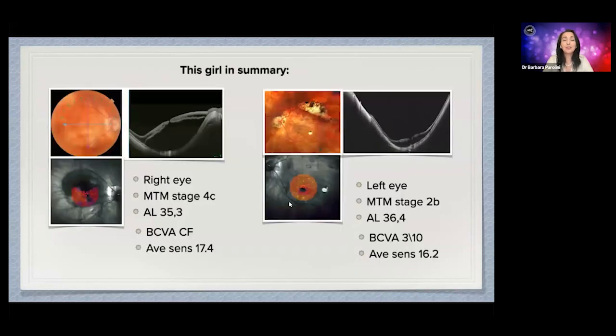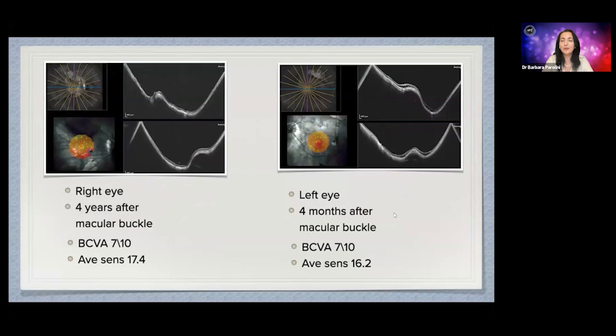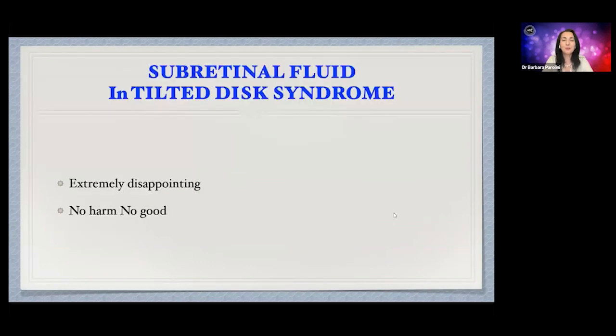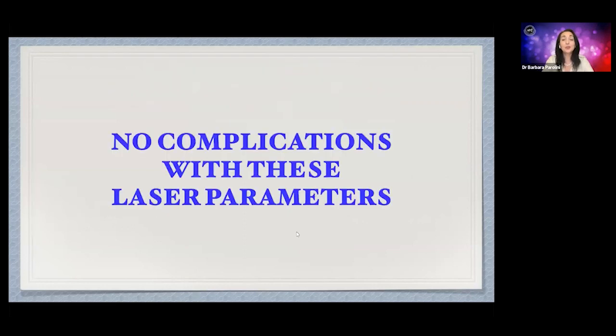So in summary, the story of this girl is that she started with macular detachment in both eyes. She has very long eyes, more than 35 on the right, and more than 36 on the left. And now she's very well with the macular buckle in both eyes. I observed that subretinal fluid secondary to tilted disc syndrome cannot be treated with micropulse laser. It is disappointing. We do no harm, but no good. I observed no complication with the actual parameters.